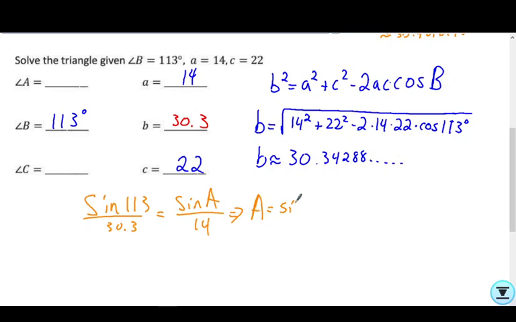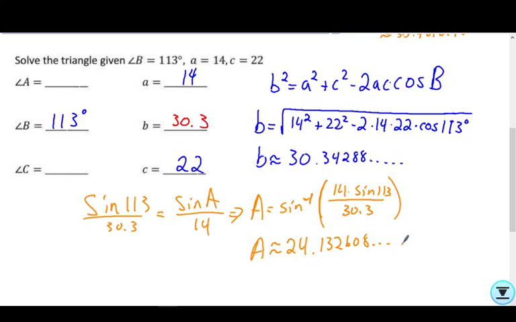Since I'm looking for the angle, I know I'm using the inverse trig function, so inverse sine or arc sine. Cross multiply. So it's 14 times the sine of 113 over 30.3, which means A is approximately 24.132608, yada yada yada. Again, round to the tenth place, so angle A is 24.1 degrees. Now since I have two of my angles, I can subtract them from 180 to get my third angle, which should be 42.9 degrees.